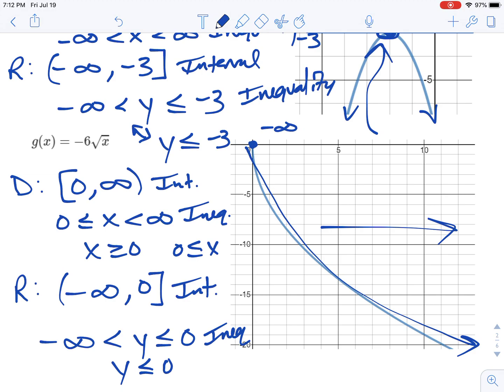When you're doing any domain and range question, make sure you graph it first so you can visually see what's happening, and then you can see from there what x's work, what y's work, and those will help you write the domain and the range.